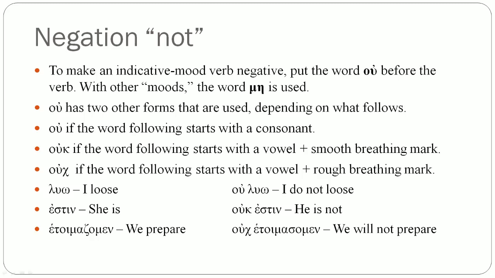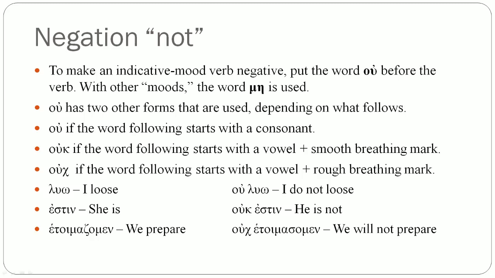Now this word oo has some alternate forms, and the rules on this are similar to the movable nu. If the word after oo starts with a consonant, the form that you're going to see is just that, oo. Oo and a consonant verb.